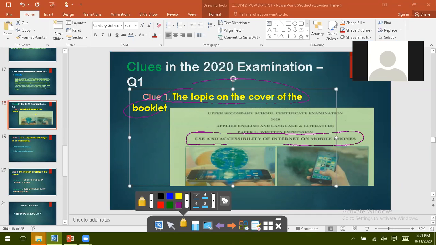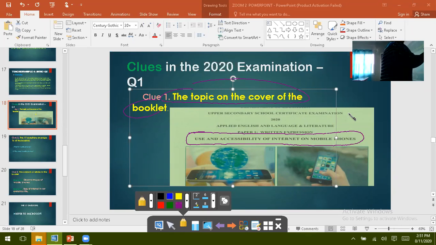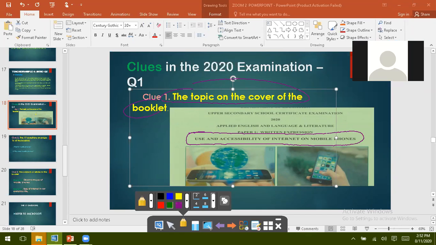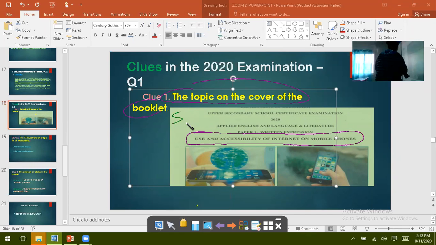No. So it cannot be about people. It has to be about a specific group of people that have rules about when to use the mobile phone, when not to use the mobile phone. So who would these be? Students. So it would be to do with students. So your question would be to do with your particular group of people. All right. So that's one clue.